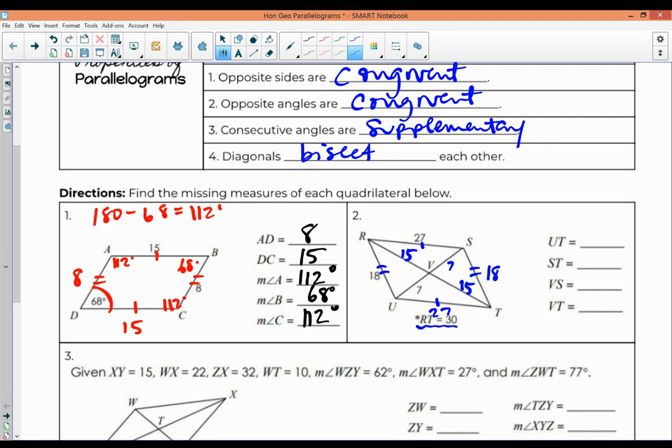Excuse me, so let's just fill it in. Measure of segment UT, 27. Measure of segment ST, 18. Measure of segment VS, 7. Measure of segment VT, 15.